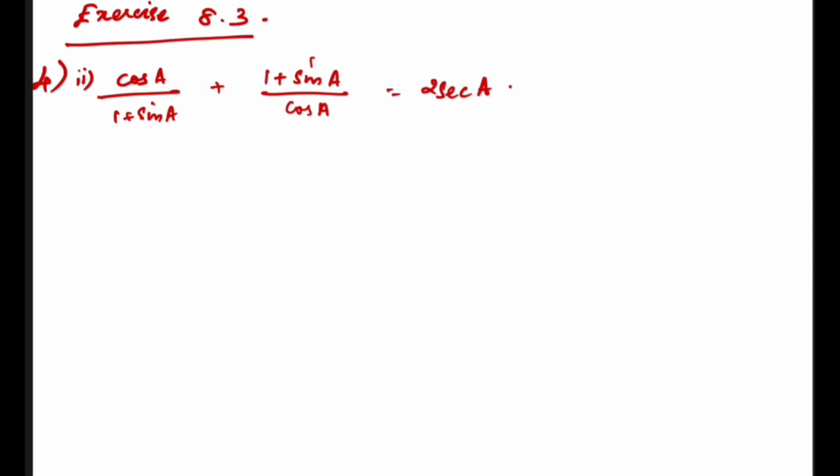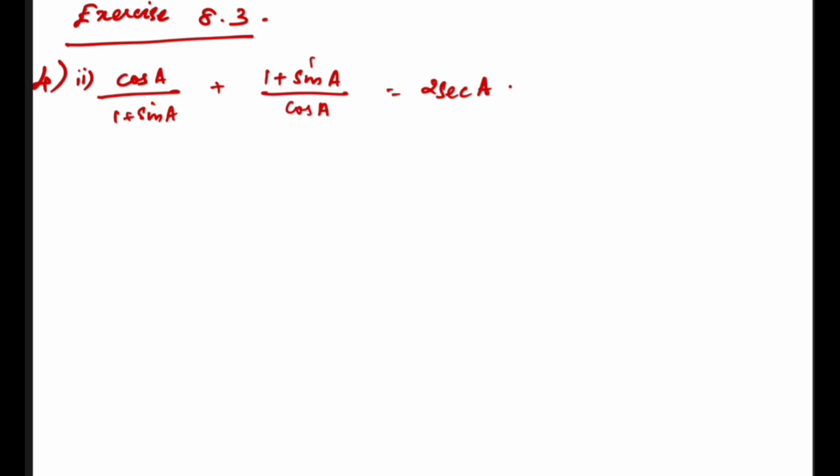Hello friends, in this video let us see question number 4 subdivision 2 sum of exercise 8.3 chapter 8 trigonometry. The question goes: cos A by 1 plus sin A plus 1 plus sin A by cos A is equal to 2 secant A. We have to prove it.